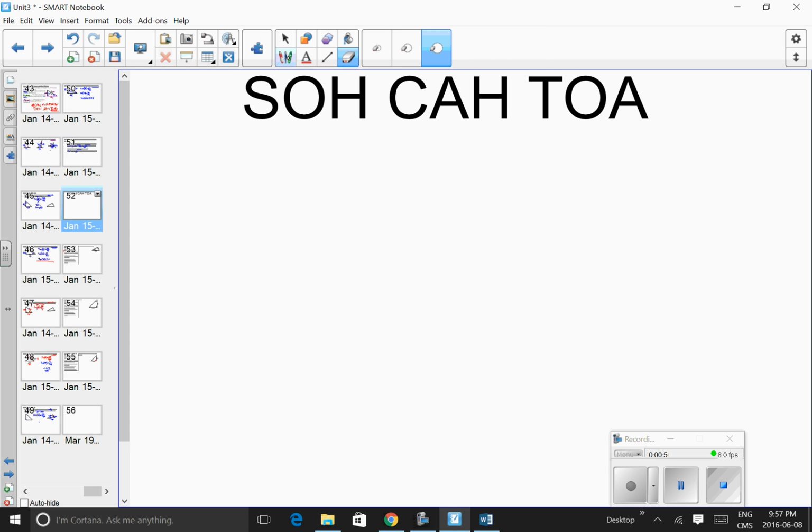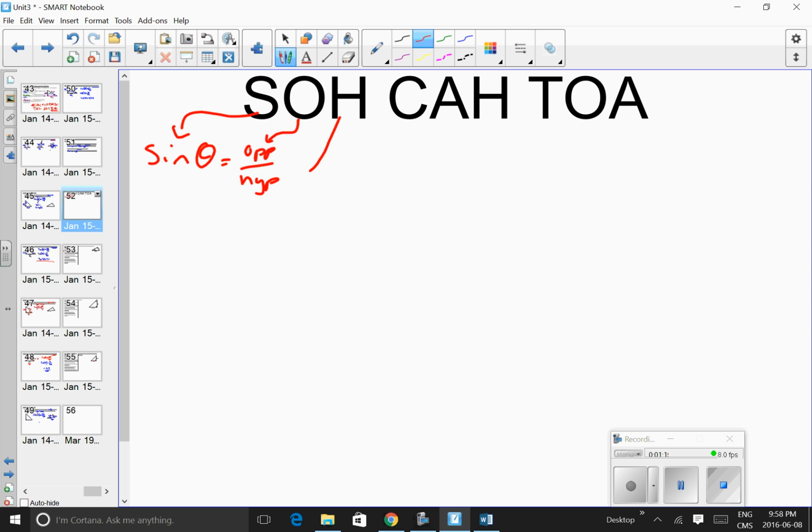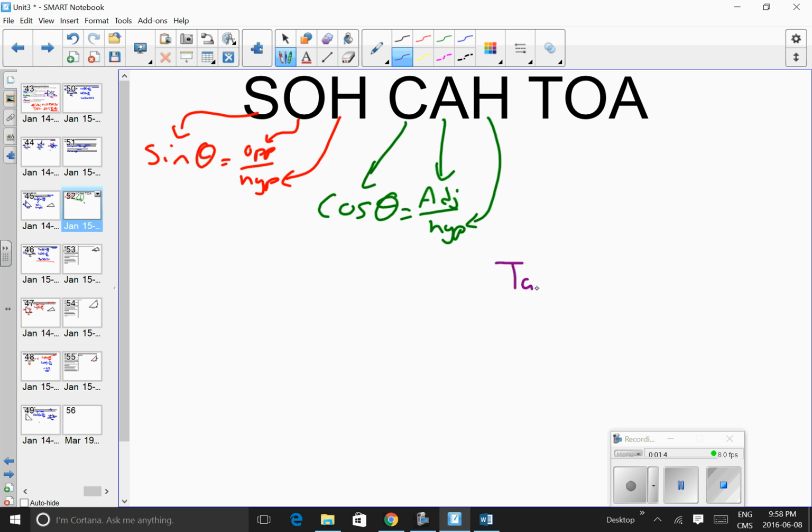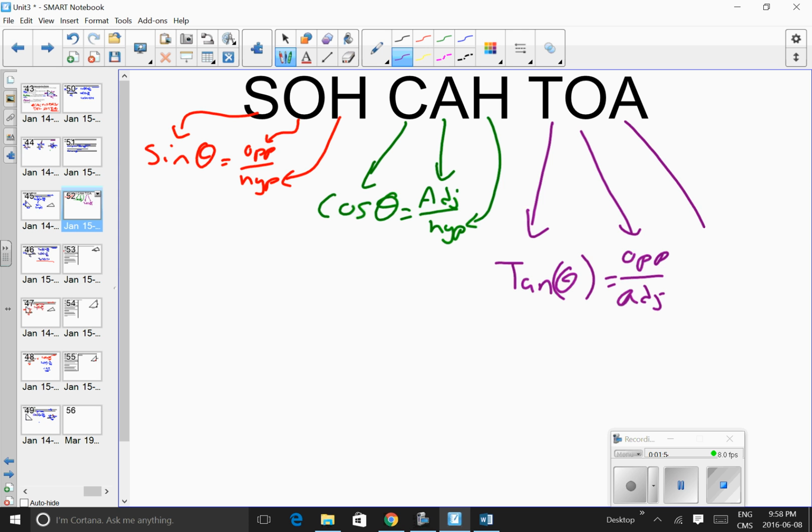All right, so quickly, a review of what the formulas are. This here, SOHCAHTOA, is a quick and easy way to remember our formulas. SOH stands for the sine formula. So sine of some angle equals opposite over hypotenuse. CA stands for the cosine formula. Cosine of some angle equals adjacent over hypotenuse. And lastly, TOA is the tangent formula. So tan of some angle equals opposite over adjacent. Now, if you can't remember SOHCAHTOA or any of these formulas, that's okay. These are all included on your purple formula sheet.